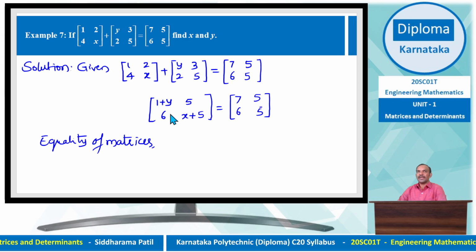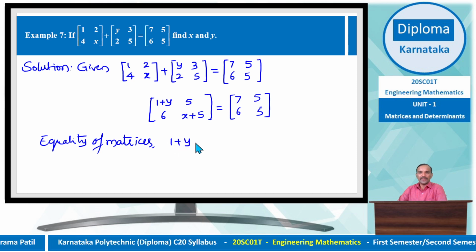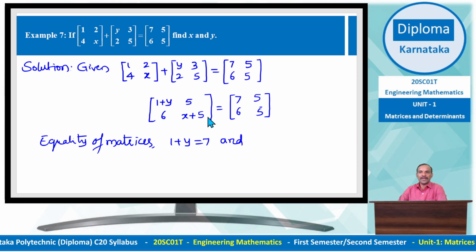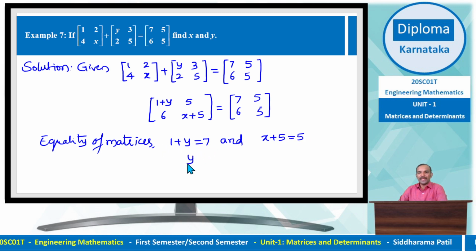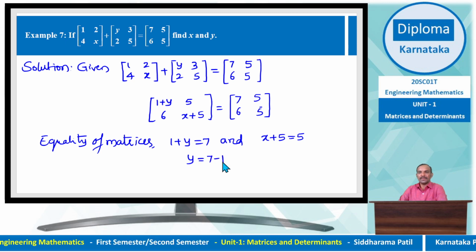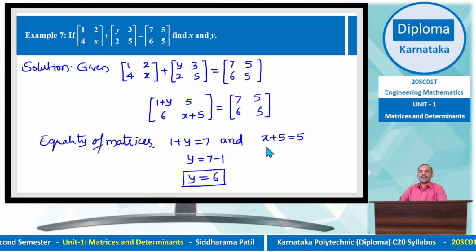Corresponding elements are equal. Here 1 plus y must be equal to 7, and the other one is x plus 5 equal to 5. What is 1 plus y equal to 7? y equal to 7 minus 1, so y equal to 6. It is the y value.